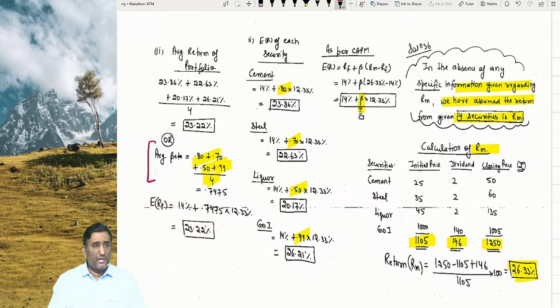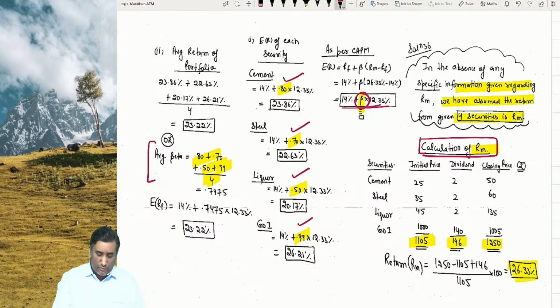This is the most repeated question of this chapter. So exactly the same way we'll be doing it. Return from the given securities, whatever they are, would be the RM, and based on that RM you can apply your CAPM formula. In CAPM, beta is the variable, and accordingly you get a return. Then the average portfolio return is the average of these, or you can calculate the average beta, substitute it and calculate the return. The answer will come the same.